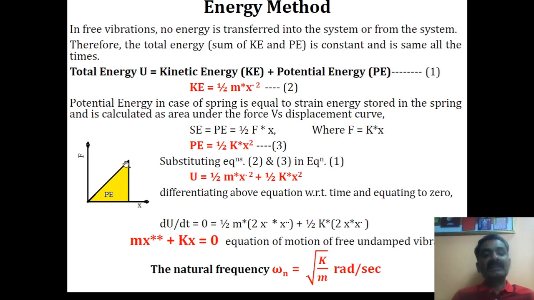At that time, the energy stored in the spring is nothing but the area under the curve. We can calculate this area by the simple equation 1 by 2 F into X, the area of the triangle, where F is the spring force given by kx. Substituting, we get potential energy equal to 1 by 2 k x square. So the total energy u is equal to half m x dot square plus half k x square. Differentiating this equation with respect to time and equating to 0, again we come to the solution mx double dot plus kx equal to 0, which is the equation of motion of free undamped vibration, where the natural frequency omega n is equal to the square root of k by m.